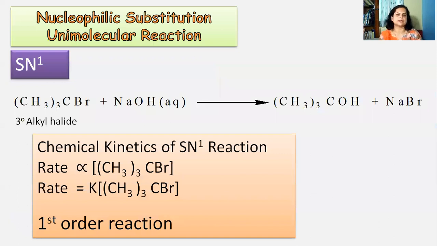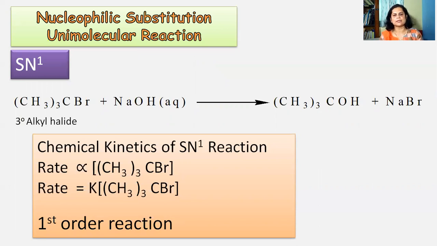Next we see the SN1 mechanism, that is a nucleophilic substitution unimolecular reaction. Example: tertiary-butyl bromide reacts with aqueous NaOH to form tertiary-butyl alcohol. Now see what we are taking here: a tertiary alkyl halide for the SN1 reaction. For SN2, what we require is a primary alkyl halide.